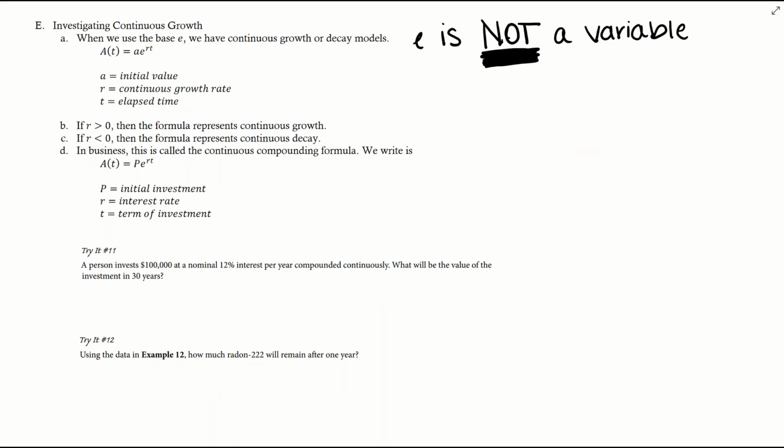Okay, moving on. So investigating continuous growth now. The function is A of t equals A e to the power of r t. So A is your initial value, r is your continuous growth rate, and t is the elapsed time. So notice that if r t is negative, it will go down. And if r t is positive, it will go up.